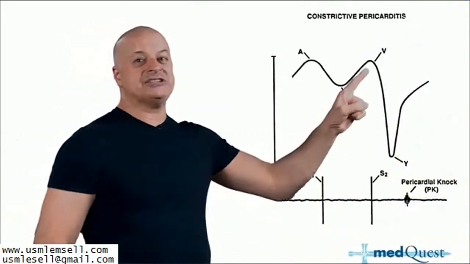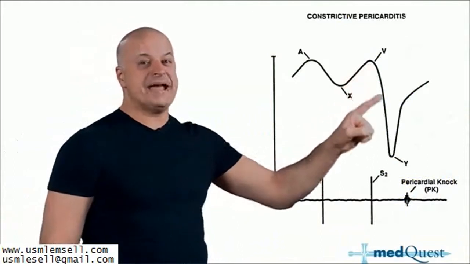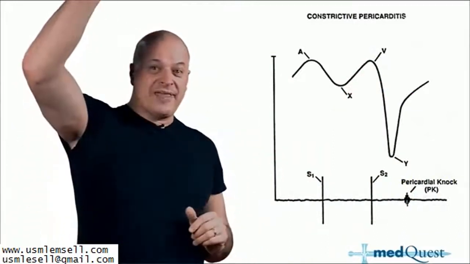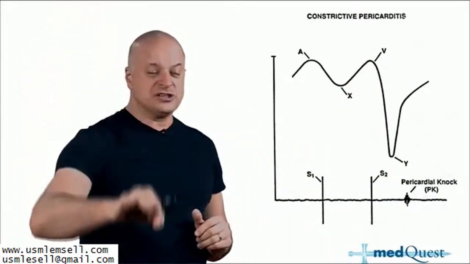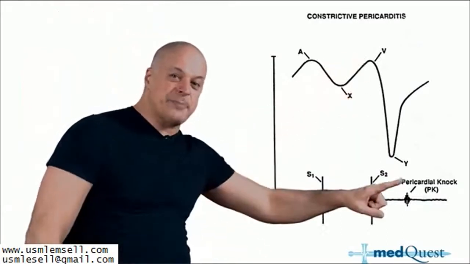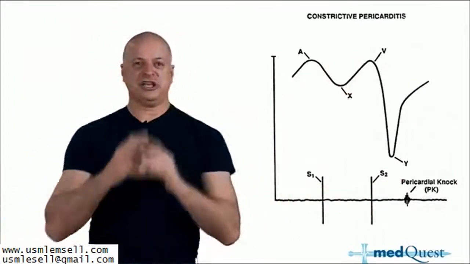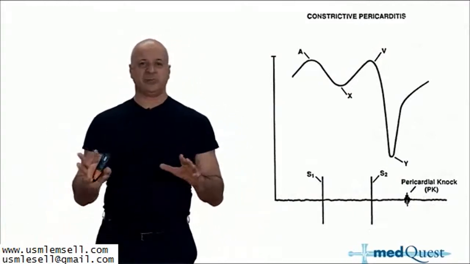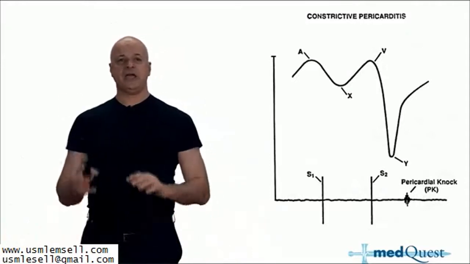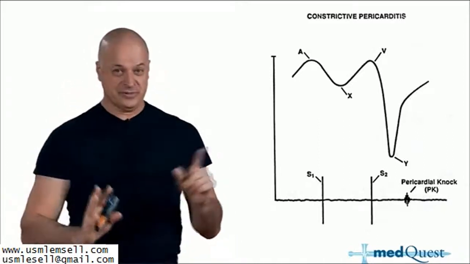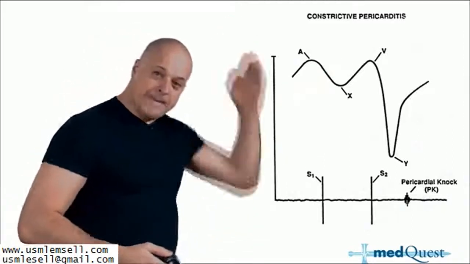And then what happens is a massive drop in Y descent, because after the heart empties and it comes time to fill again, there's a precipitous drop in the pressure. So the knock sound, and then a precipitous drop in the pressure, that exaggerated Y descent. There's the Step 1 question for you. What is characterized most on jugular venous pressure, the pericardial knock? And the answer is an exaggerated Y descent after the heart empties.